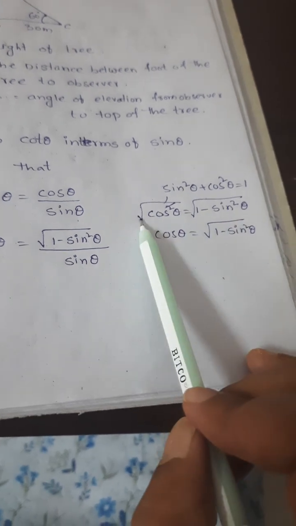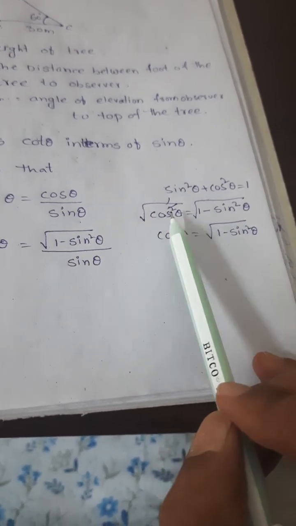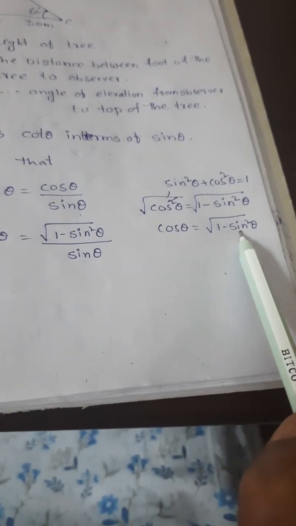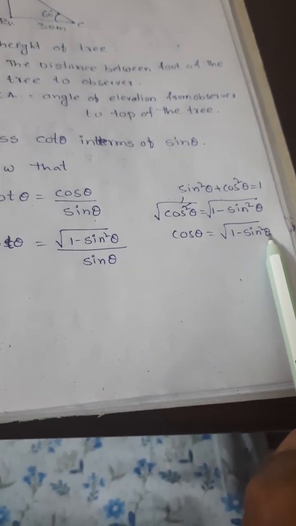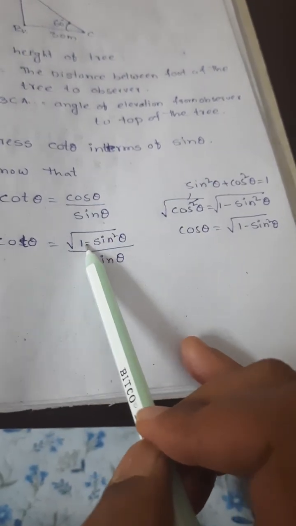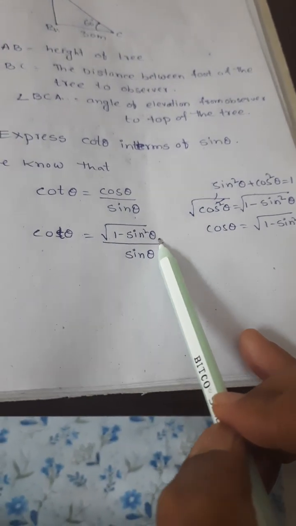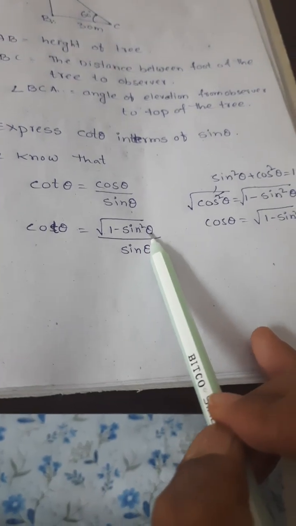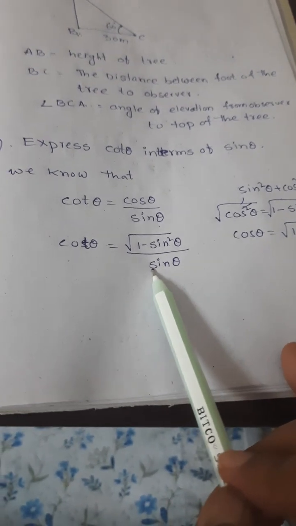We should apply the root on both sides, so the root and square cancel here. Cos theta is equal to under root 1 minus sin square theta. So we substitute for cos theta under root 1 minus sin square theta. So cot theta is equal to under root 1 minus sin square theta by sin theta.